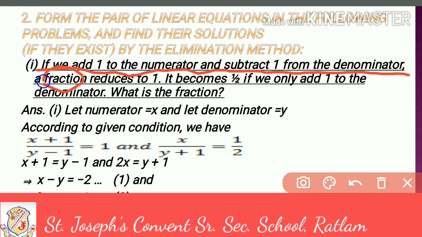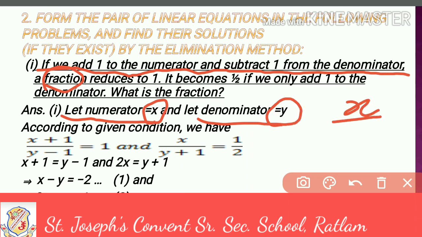Clearly, the question is all about a fraction. Fraction means numerator upon denominator form. So we don't know what the numerator is and we do not know what the denominator is. Now you have to remember one thing, we are studying pair of linear equations in two variables. So definitely there should be two equations as well as two variables. So here, let us suppose that the numerator is equal to x and the denominator is equal to y. So clearly the fraction will be x upon y. This will be our required fraction, the value of which we are trying to find out.